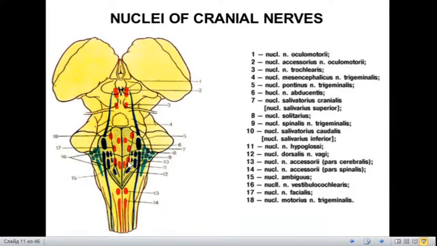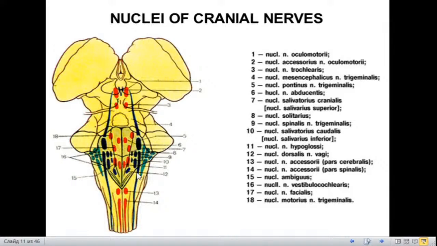Ninth cranial nerve, it has also three nuclei. Motor one, known as nucleus ambiguus, projects between trigonum nervi hypoglossi and trigonum nervi vagi. Sensory nucleus, nucleus tractus solitarii, and inferior salivatory nucleus. 10th cranial nerve has two common nuclei with ninth one and one specific parasympathetic nucleus called nucleus dorsalis nervi vagi.